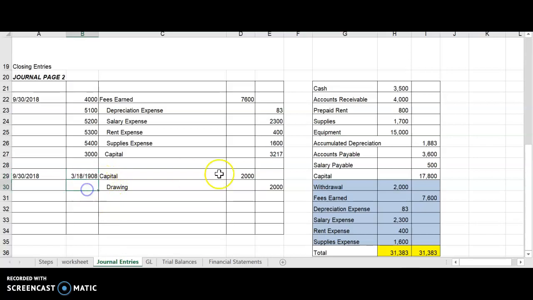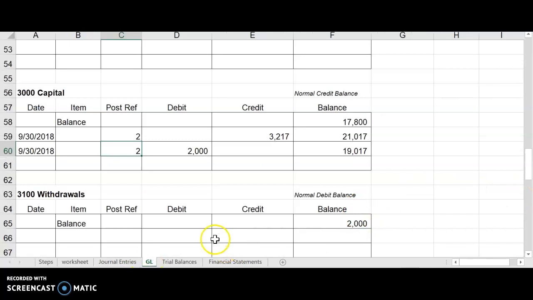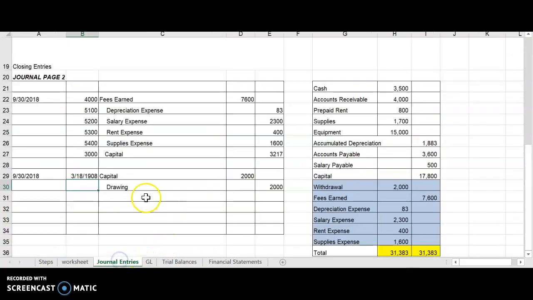And then drawing, we need to credit it for 2000. So this is 9/30/2018, and let's do that in a minute. So we're going to credit it for 2000, which means, since it has a normal debit balance, we subtract, and our new balance is 0. And this came from journal entry page 2, and it's account number 3100.